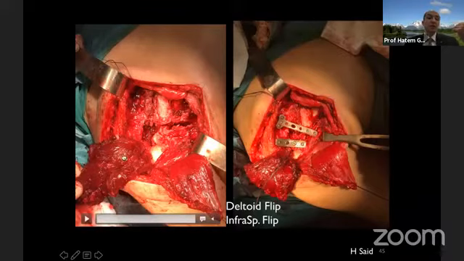This is the deltoid, this is the infraspinatus. We leave it attached to the nerve, the suprascapular nerve coming on the top, and you just flip it completely, detach it, and that gives you exposure of the whole body of the scapula.